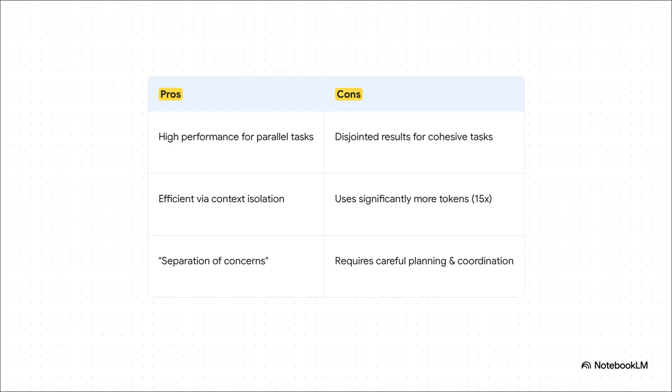On the one hand, for tasks you can easily split up, like doing research, a team of agents can be awesome. Anthropic found they outperform single agents. But on the other hand, if you need a cohesive result, like writing a single report, it can be a disaster. The results get disjointed, and some have found it can burn through 15 times more tokens. So the takeaway here is that it's a really powerful technique, but it is absolutely not a silver bullet.